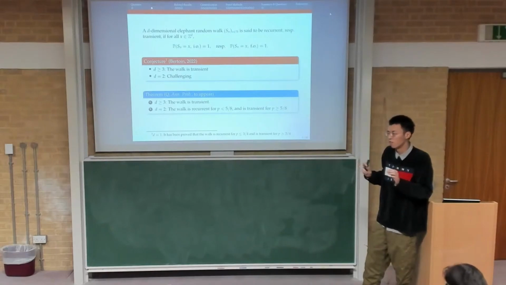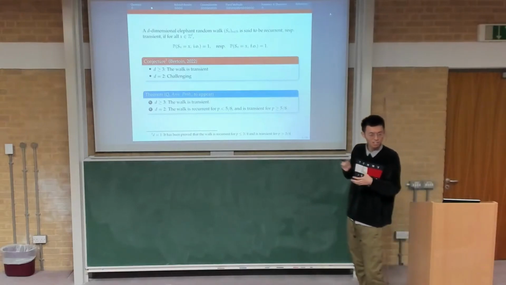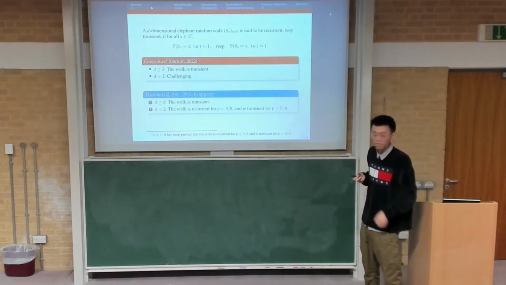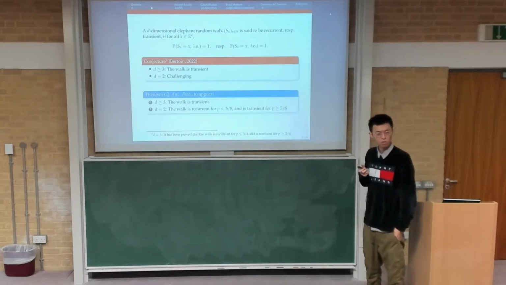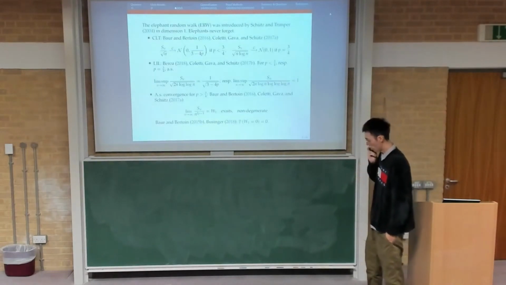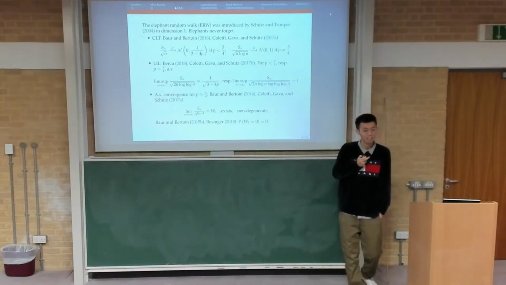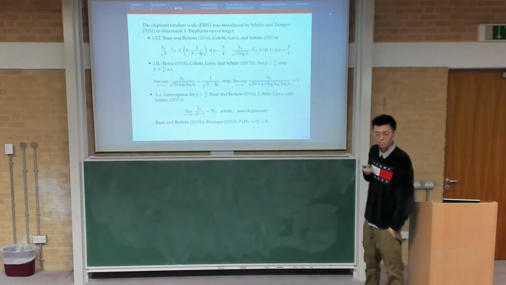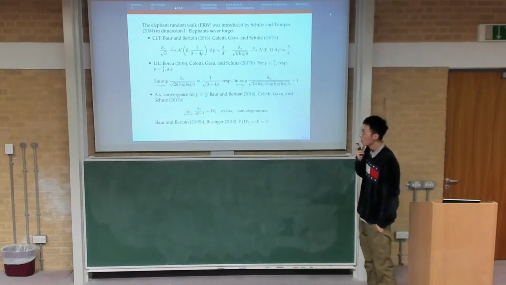It's not an outer external field. You are driven by your memory. This is why it's a reinforcement. So this parameter p is called the memory parameter, or sometimes the reinforcement parameter. It's called the elephant random walk because there is a saying that an elephant has a good memory, or long memory. It was introduced by two physicists about 20 years ago.